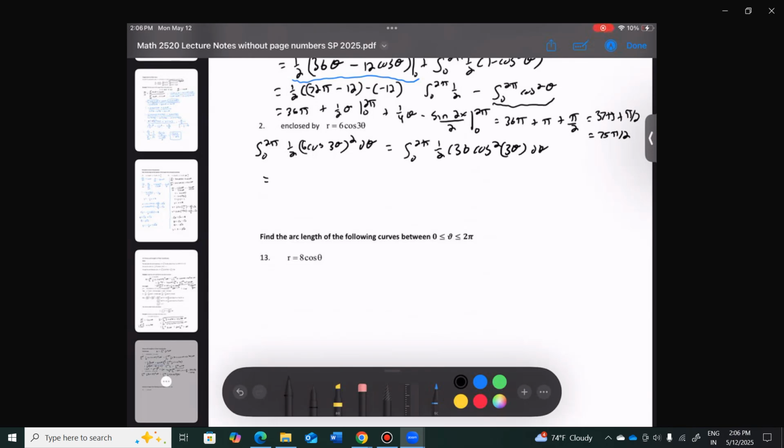So let's do some simplification. I'll bring out 18, integral 0 to 2 pi of cosine squared 3 theta d theta. Alright, so this is going to be 18, 0 to 2 pi. Cosine squared is 1/2 times 1 plus cosine of 2 theta, so it'll be cosine of 6 theta d theta. That's just a trig identity.